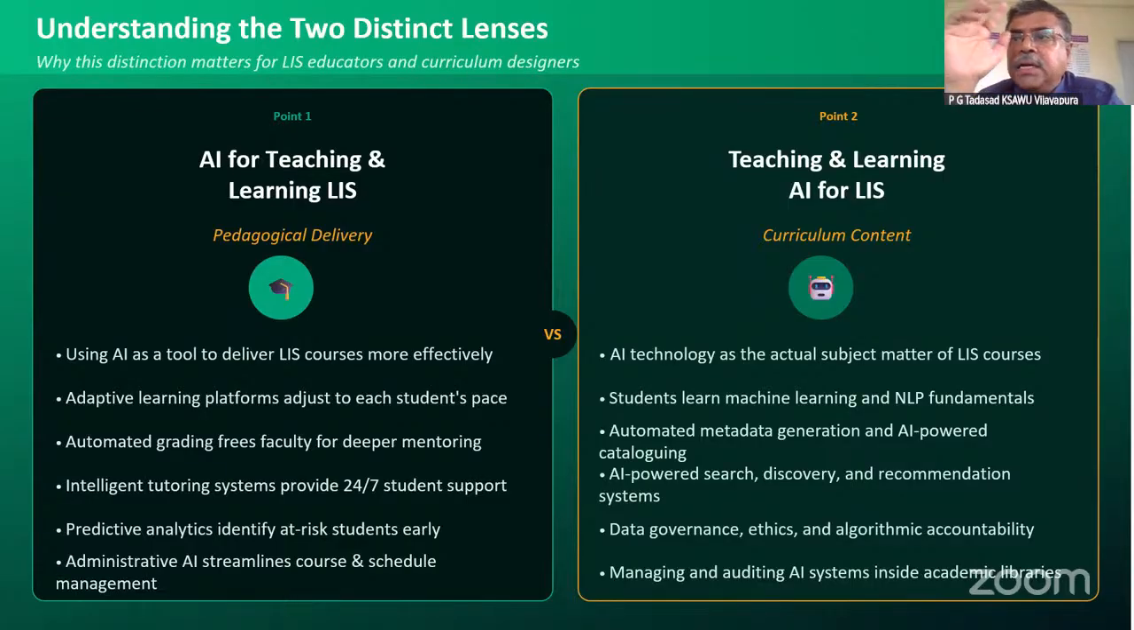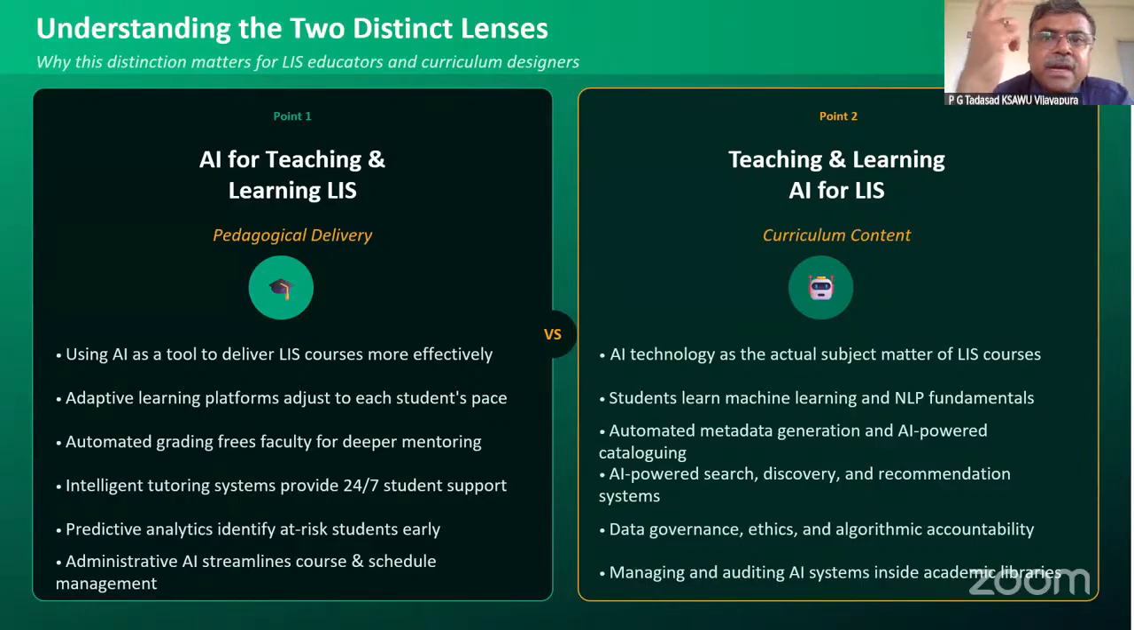Now we have to make distinctions between these two aspects. We are not supposed to mix them. The first part is merely AI as a tool, AI as a tool to deliver LIS courses more effectively.